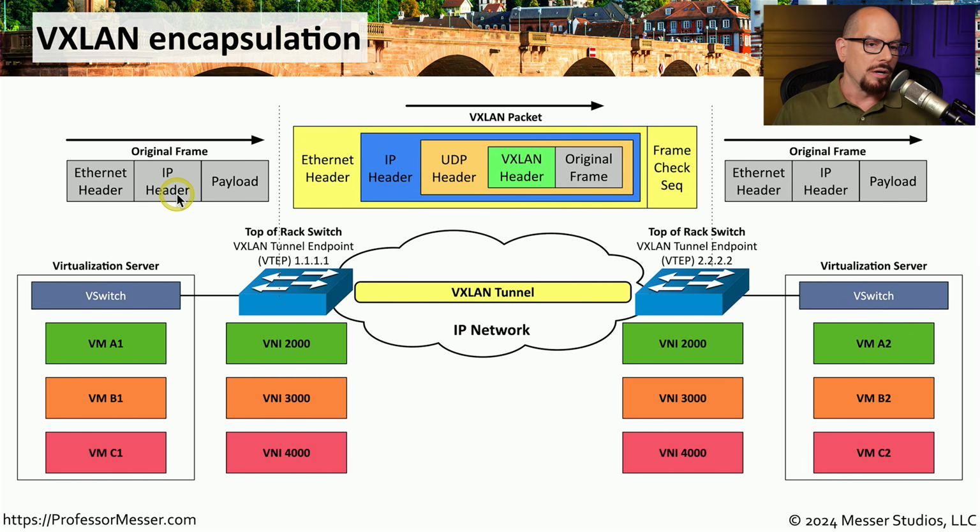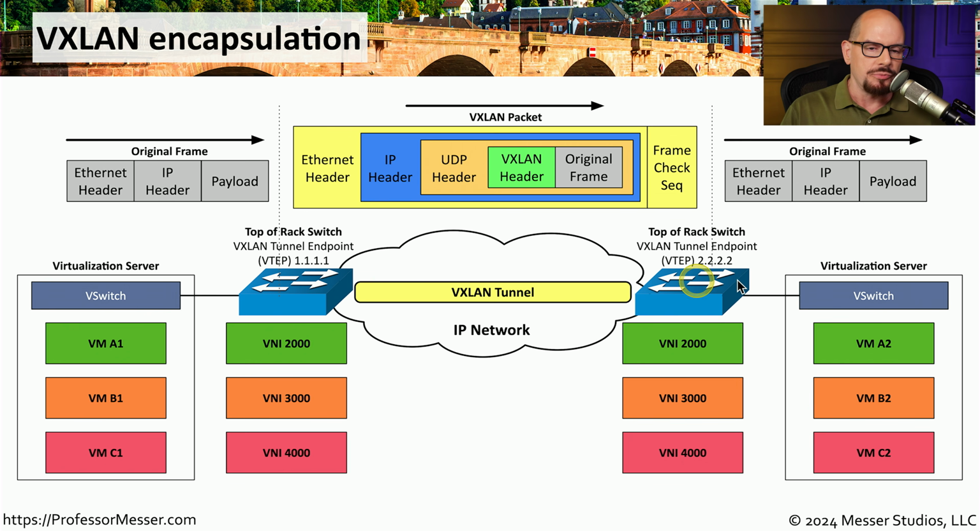Here's how this would work. We have our original frame in the first data center. This is a standard Ethernet frame with an Ethernet header, an IP header, and the payload that we would like to send to the other data center. We're going to encapsulate that original frame within a VXLAN header that sits inside a UDP header, in an IP header, in an Ethernet frame.